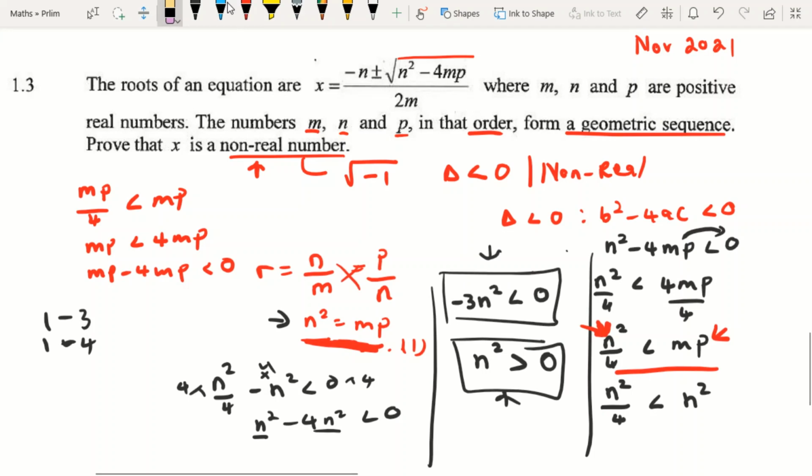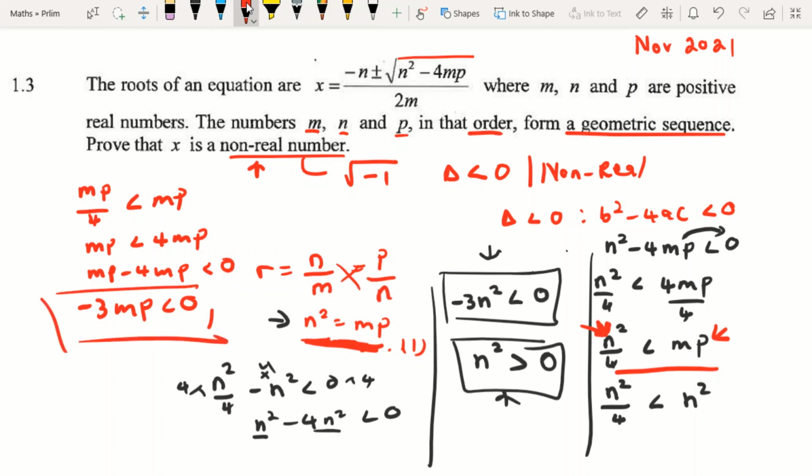And then what you're going to do is you subtract both, you have minus 3mp less than 0. So you can leave it like this, right? Or you can just divide out the 3. It's just up to you. Yeah, then these are actually your solutions, this one here and this one here for this problem. So you have proven that x is non-real because you're getting a negative value here.